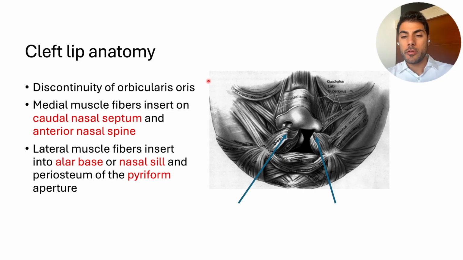So for the cleft lip anatomy, the muscle fibers will attach abnormally to the caudal nasal septum and the anterior nasal spine on the medial side. So on this side, we can see how the muscle abnormally attaches to the nasal septum as well as the anterior nasal spine, so the bone. On the lateral side, it will abnormally attach to the alar base, which will cause the ala to extend and to be depressed, and it also attaches to the piriform bone that underlies the nose.